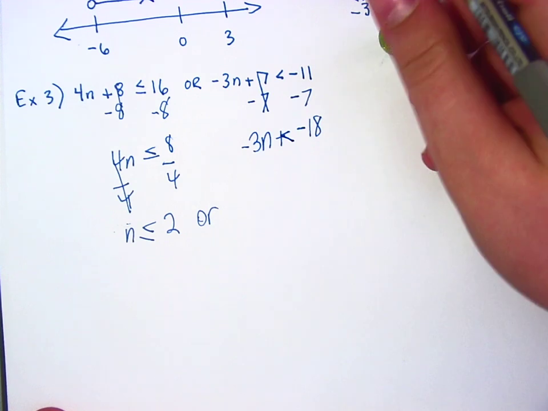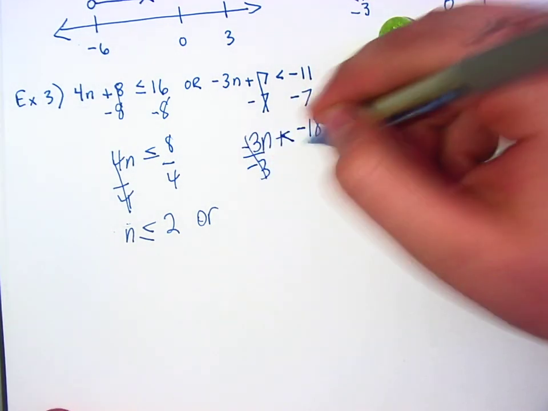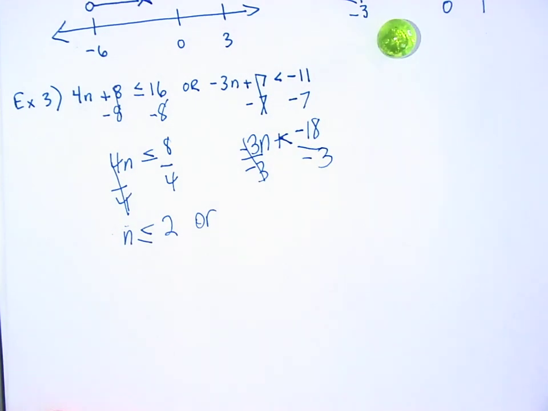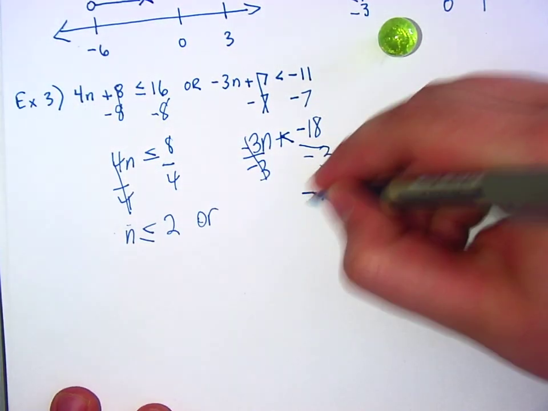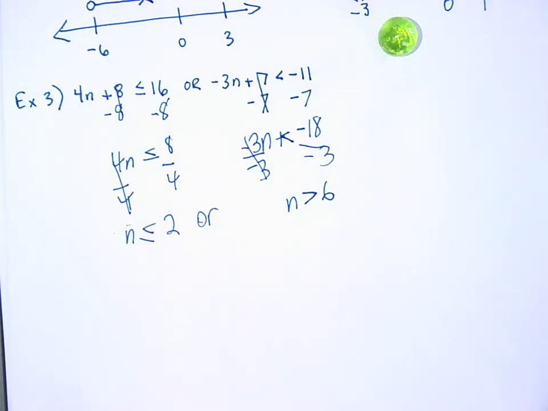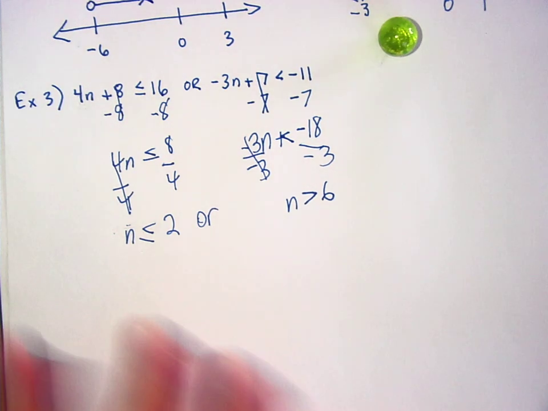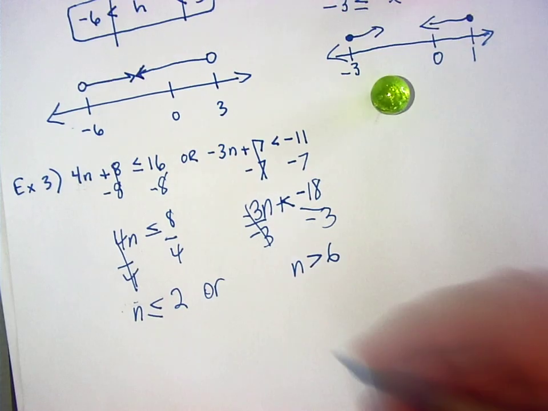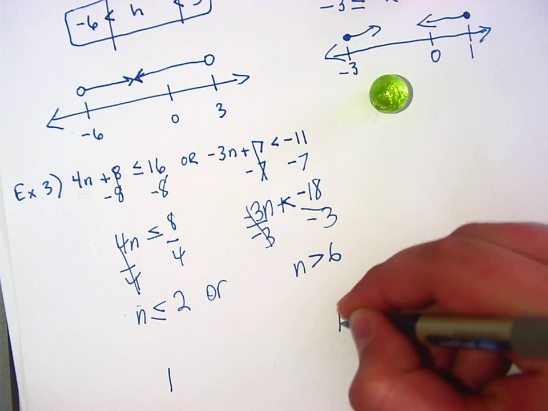Okay, that works. And then you're going to divide both sides by negative 3. N is greater than 6. Why did you switch the sign? When you divide by a negative, you switch the sign. Or multiply by a negative, either one works. And then you want to do your number line. Don't forget that.